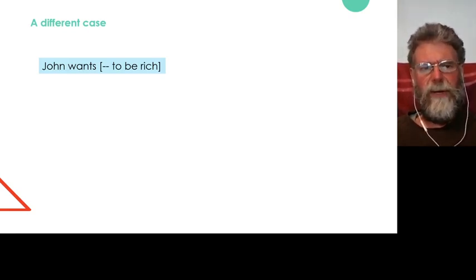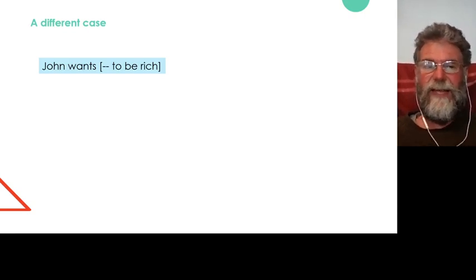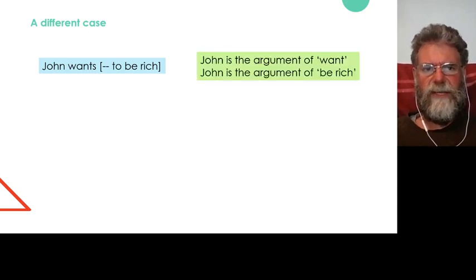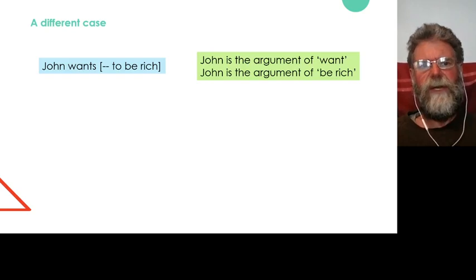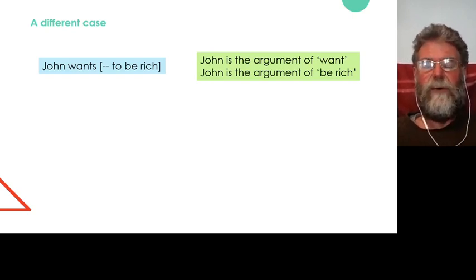So, could we say that this is exactly the same as what's going on with the raising case, with the seems case? Well, if you compare this one to the previous one, we'll note some rather large differences. First of all, John here is interpreted as the argument of want. John is the one who is doing the wanting. But at the same time, John is also interpreted as the one who is being rich, or if he gets what he wants, he will be rich anyway. So John is the argument of two different predicates, the wanter and the one who is rich.